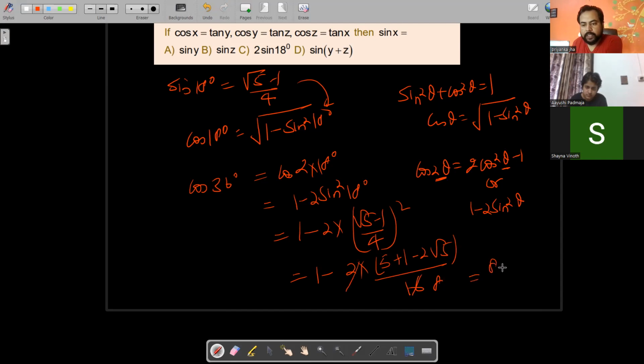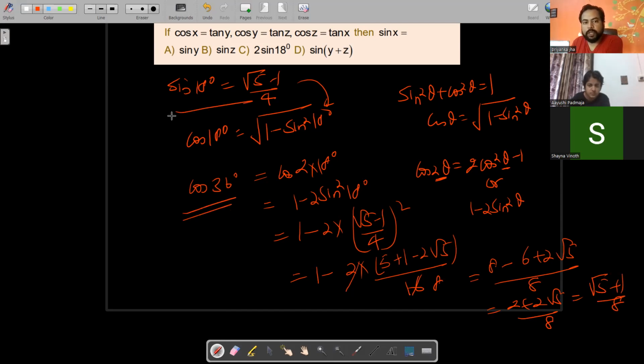8, take LCM, 8 minus 6 plus 2 root 5 upon 8. This is 2 plus 2 root 5 upon 8. So remember this formula as well. Root 5 plus 1 by 8. Cos 36. This formula and this formula you remember. You can find any values. So root 5 plus 1 upon 4, right? Root 5 plus 1 upon 4. Sorry, yeah.